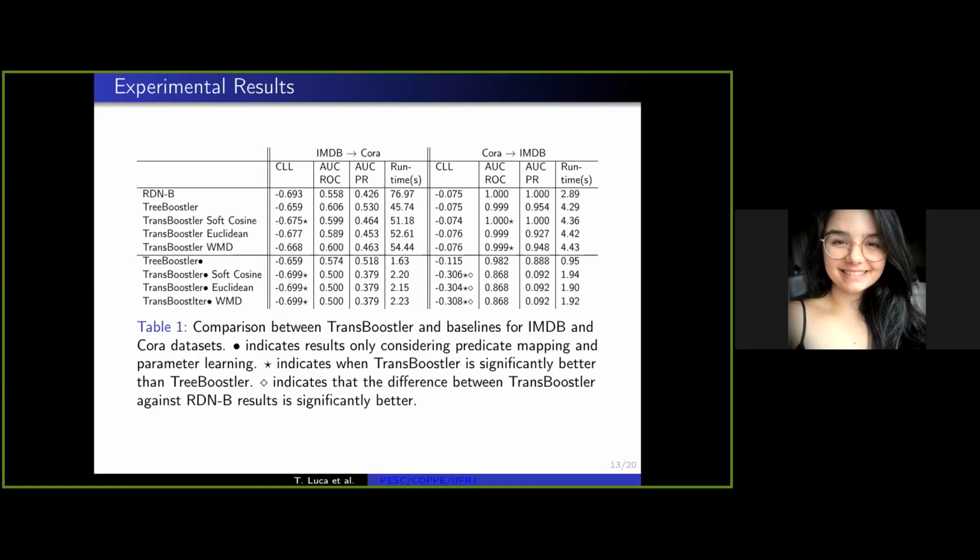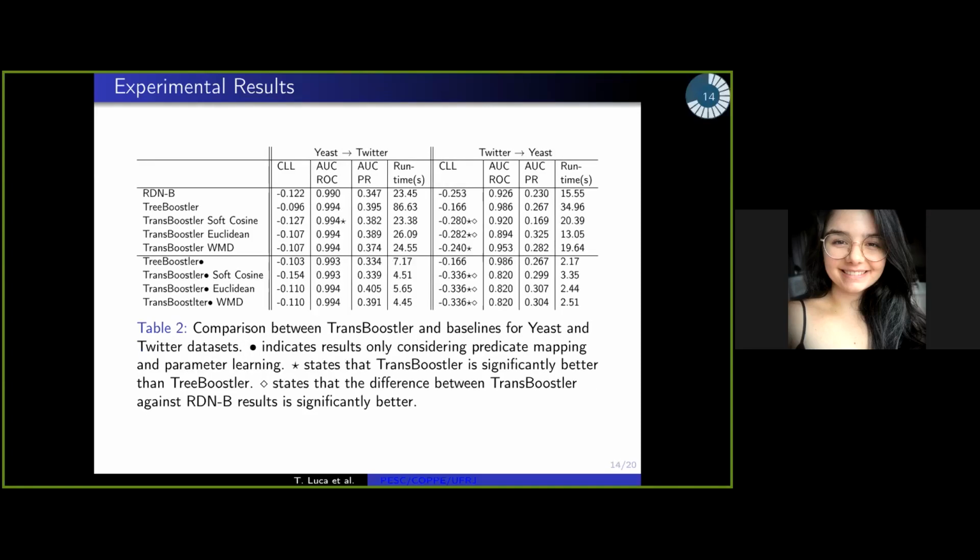When transferring from Cora to IMDb, we have significantly better results for AUC-ROC when using soft cosine and word mover's distance. And when we don't apply theory revision, it underperforms both baselines. When transferring from IST to Twitter, we get significantly better results for AUC-ROC when using soft cosine. Also, our algorithm is less time consuming than learning from scratch, and our results are competitive with both baselines, even when we don't apply theory revision.